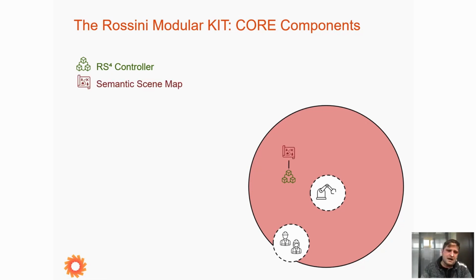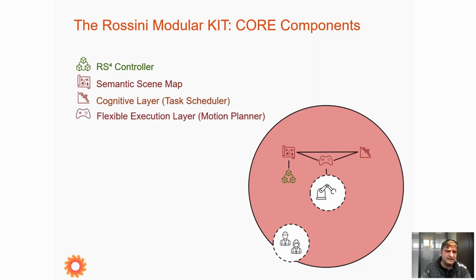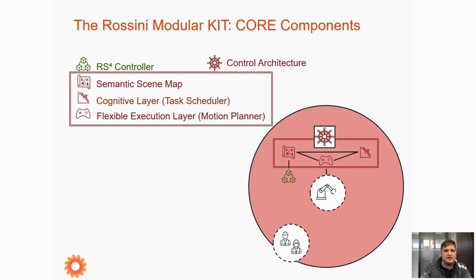The semantic scene map, that is the one in charge of understanding the environment that surrounds the robot. The cognitive layer, namely the task scheduler. The flexible execution layer, namely the motion planner. And the scene map, the cognitive layer, the flexible execution layer, all together can be seen as an aggregated component, the control architecture.